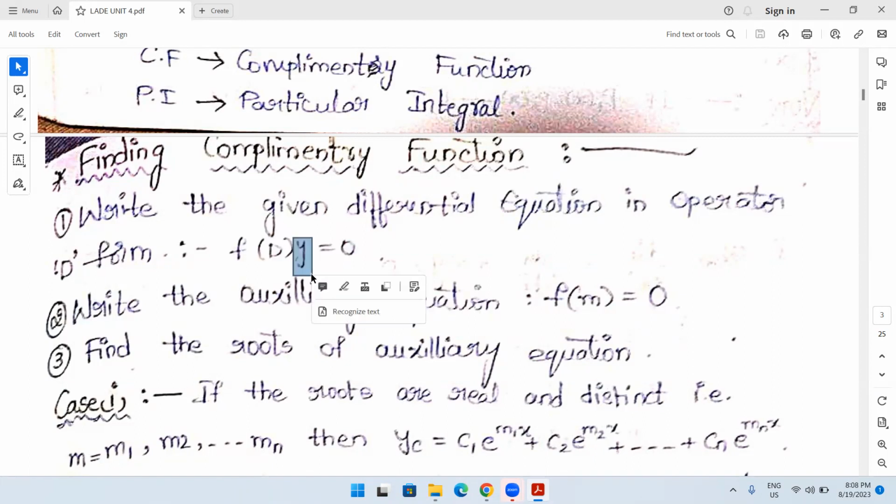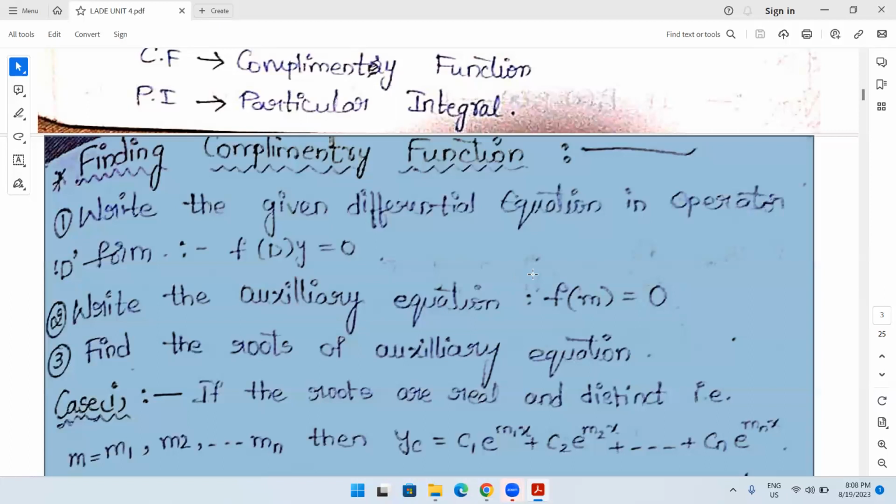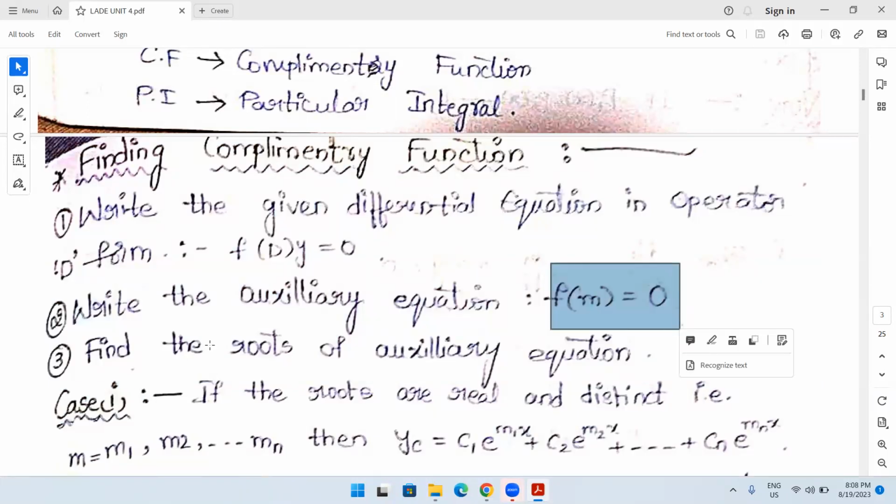Here just remove y and in the place of D put m. So in the place of D put m, f of D becomes f of m, and y we remove it, then f of m is equal to 0. That is the polynomial in D, we write as the polynomial in m. So this is a polynomial in m. So this is called auxiliary equation.